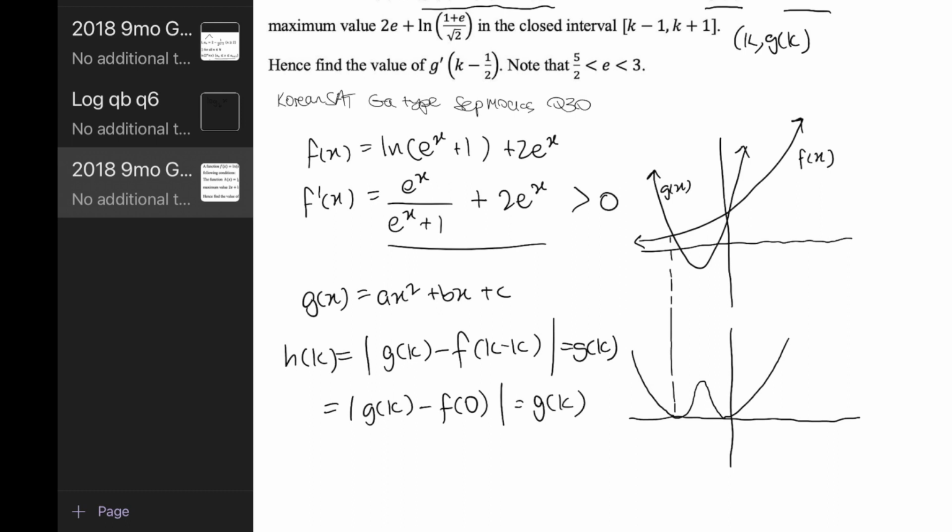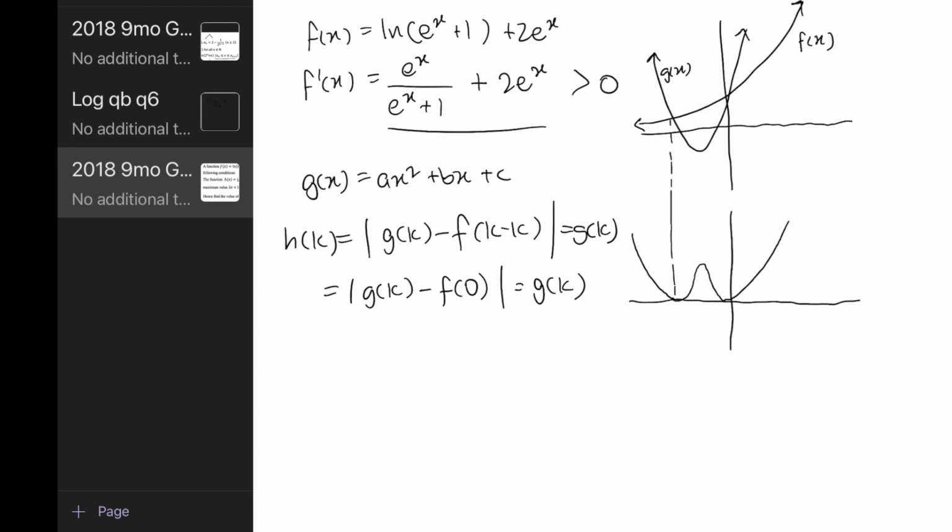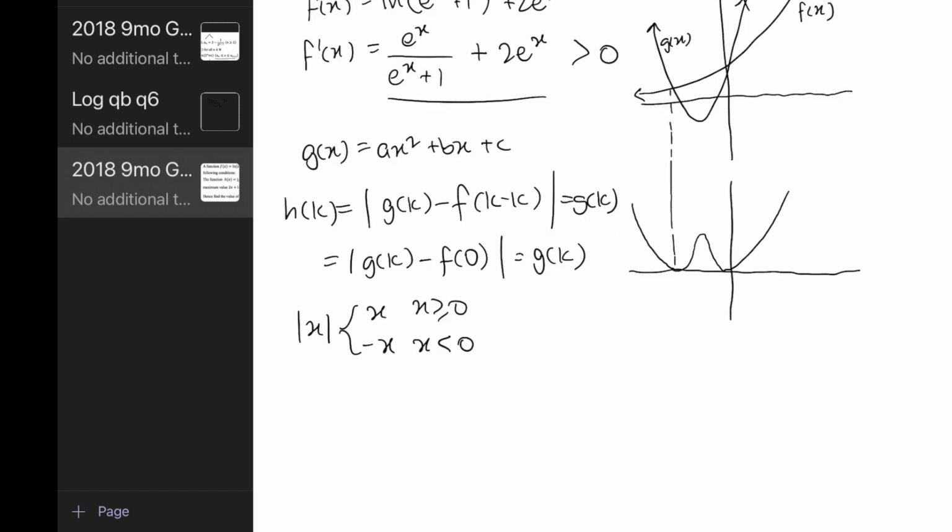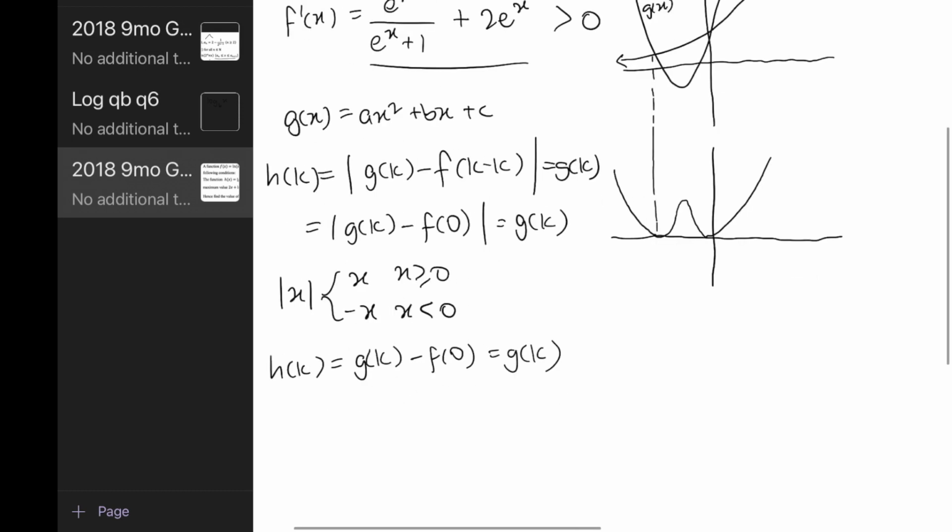What we want to try to do now is to get rid of this absolute value. Starting with the definition of the modulus function in its general form, the absolute value of x is x when x is greater than 0 and negative x when x is smaller than 0. We can set up two possibilities for h of k. If we consider the inside of the modulus function as x, so when the inside of this function is positive overall, we would have g of k minus f of 0 equals g of k. And when the inside of this function is negative, we would have negative g of k plus f of 0 equals g of k.